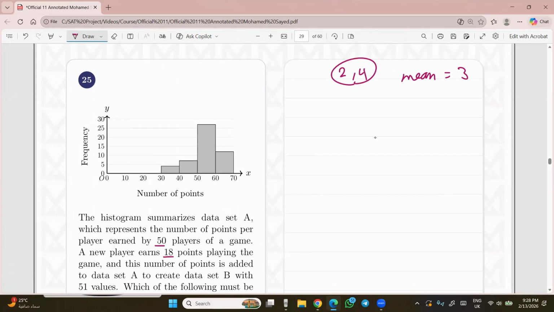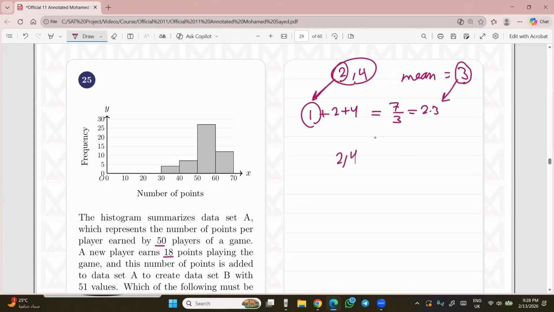What if we add a number here, like 1? So 1 plus 2 plus 4 is the new one. 1 plus 2 plus 4 is 3 plus 4 is 7, and 7 over 3, because the mean is dividing by the number of them. 7 over 3 is about 2.3. What happens to the mean?